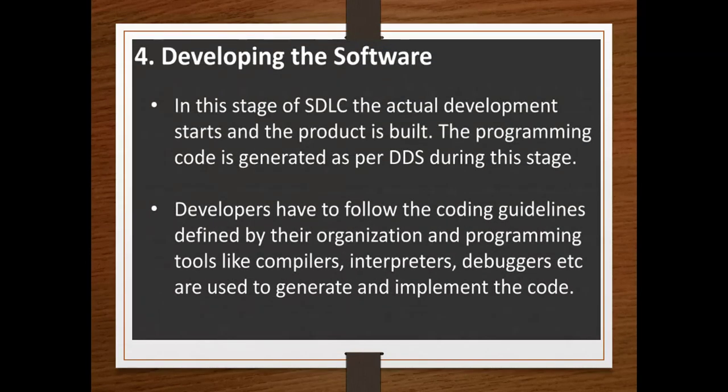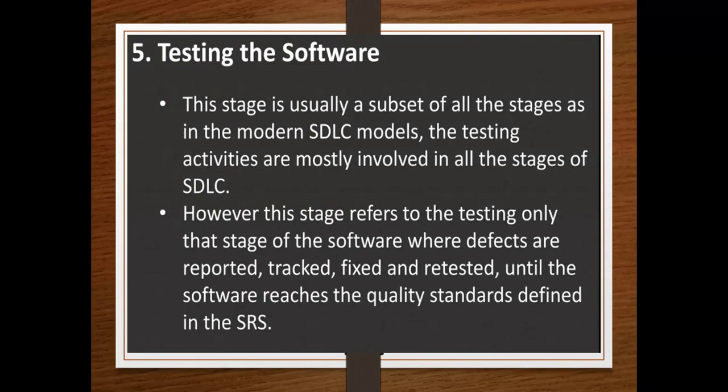So next is developing the software. We have designed, which means all the paperwork is done. Now is the time to develop your software. In this stage, the actual development starts and the product is built. The programming code is generated as per your DDS during this stage. This is the stage where you're going to write programs. Developers have to follow certain coding guidelines defined by their organization, and programming tools like compilers, interpreters, and debuggers are used to generate and implement the code. So we are done with requirement analysis, requirement specification, design, and developing. Now the next stage is testing.